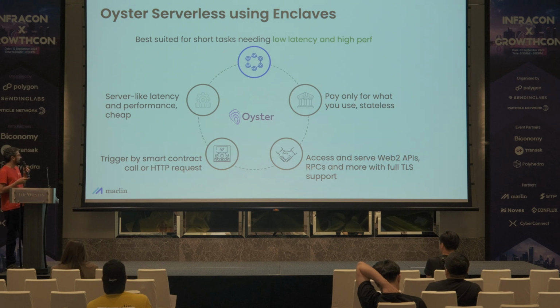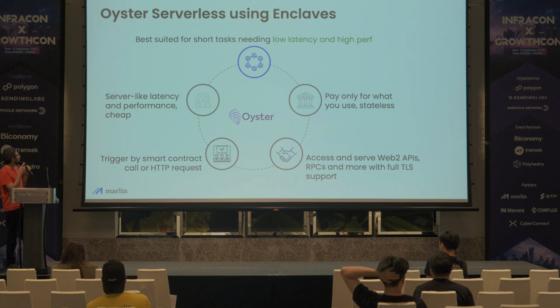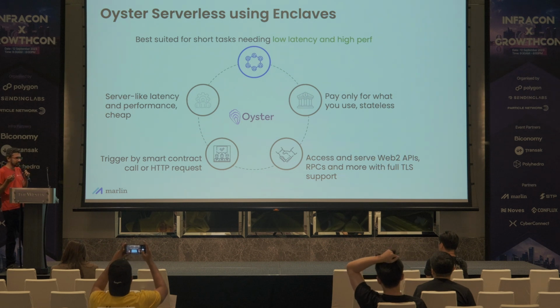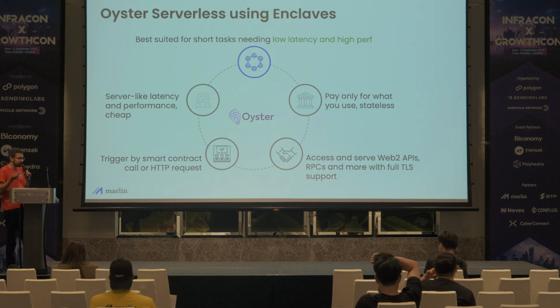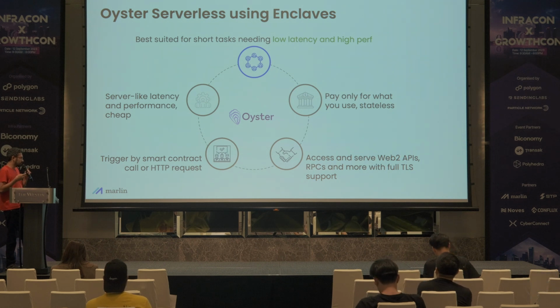So depending on what your requirements are, you will probably pick one of three paths to using Oyster. One is of course going serverless using enclaves. This is best suited for short tasks, if you need low latency and high performance. One example is your usual API service for backends that you guys have. You pay only for what you use because it's serverless, and you can access the entire network. That means you have access to APIs, RPCs, other chains, and full data support.